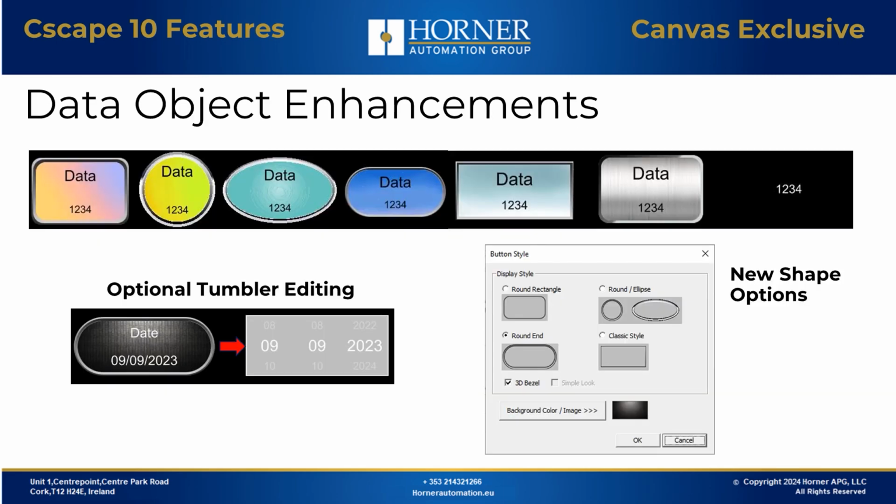Data objects for Cscape 10 and Canvas have also been enhanced. These are the objects that are used to display numeric data, ASCII type data, or time and date information. You now have much more options, not only for the shape of those objects, but now you can also change the way the user edits these objects on the unit at runtime. For example, you can decide if you choose to have the user utilize a tumbler control for modifying data as shown on the screen, if that makes the most sense for that particular data field.